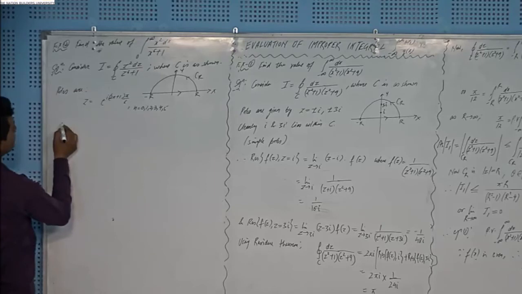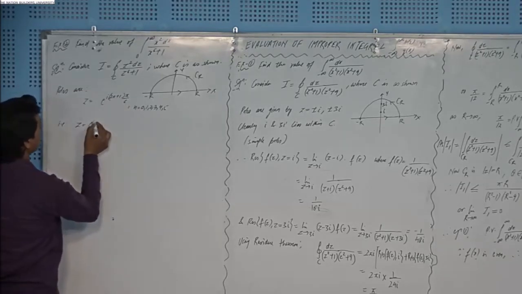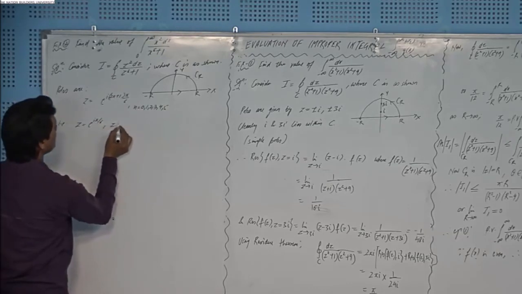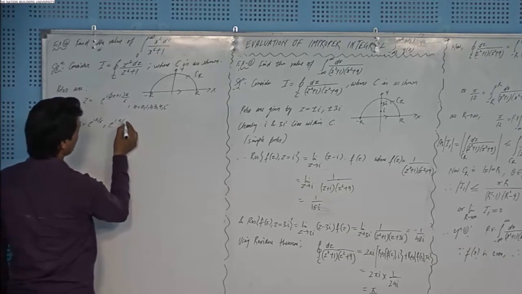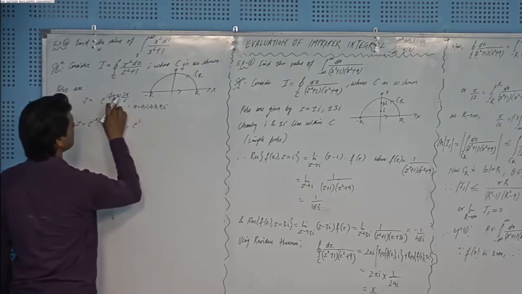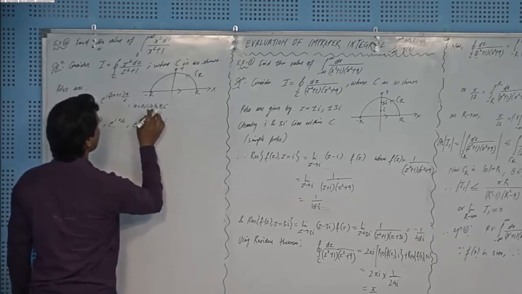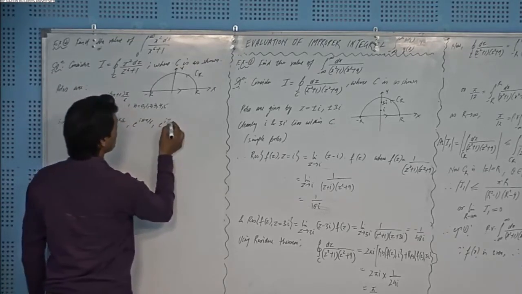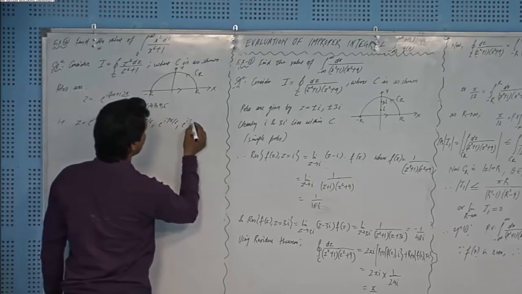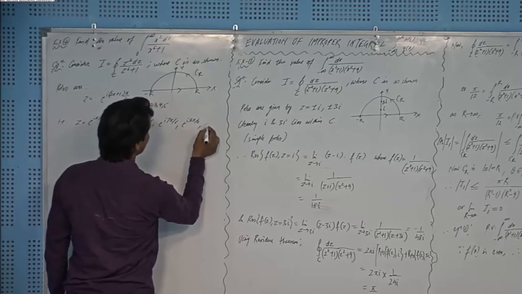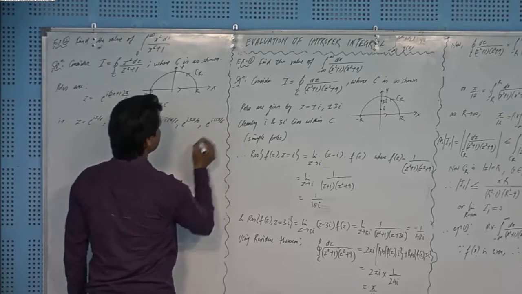Then I will write all the poles, plugging in 0 here. I will get e to the power i pi by 6, and putting 1 here, e to the power i 3 pi by 6, that will be pi by 2, and putting 2 here, e to the power i 5 pi by 6, and putting 3 here, 7 pi by 6, then 4 here, 9 pi by 6, that will be 3 pi by 2, and the last will be e to the power i 11 pi by 6, right?